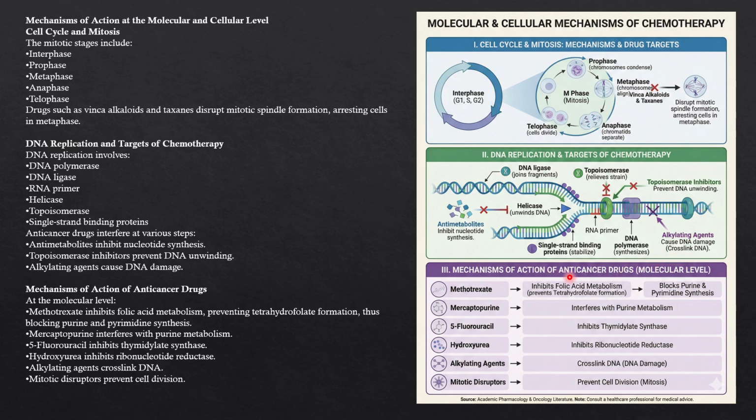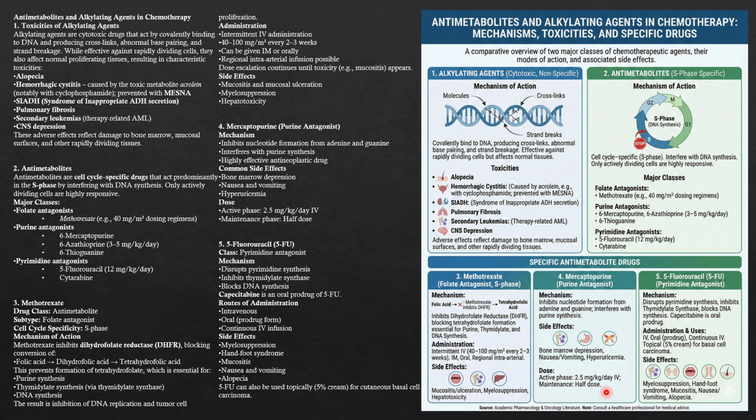So the mechanism of action of the anti-cancer drugs at the molecular level is listed here, where methotrexate inhibits folic acid metabolism and blocks the purine and pyrimidine systems. Mercaptopurine interferes with purine metabolism, and 5-fluorouracil inhibits thymidine synthesis. Hydroxyurea inhibits ribonucleotide reductase, and certain alkylating agents cause cross-linking DNA damage and mitotic disruptions, preventing cell division and mitosis.